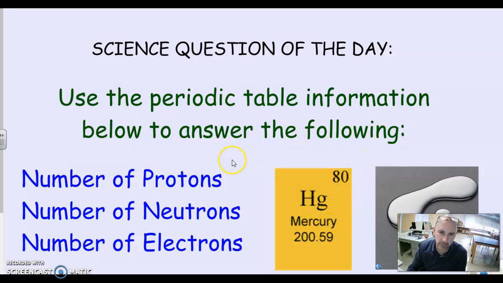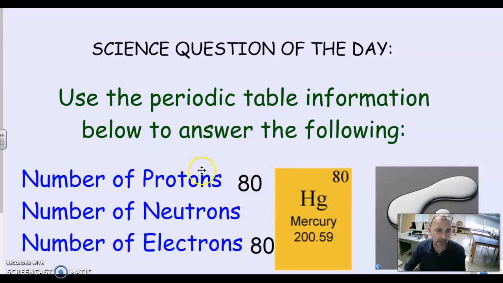So the first thing we need to do is look for the atomic number. The atomic number of Mercury is 80. 80 tells us that it's 80 protons. Now, protons are positive and electrons are negative. We want those both to be the same to balance out. So our proton number will be 80, and our electron number will also be 80.